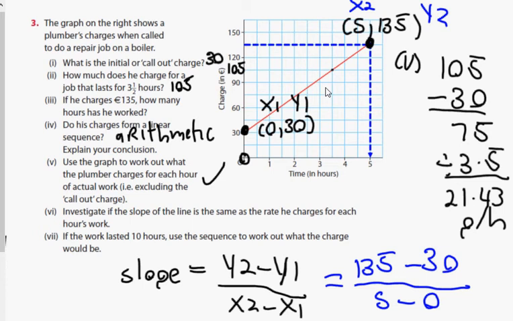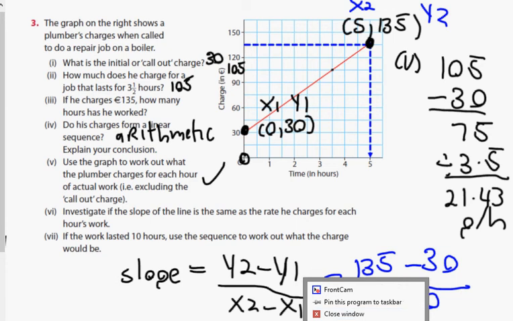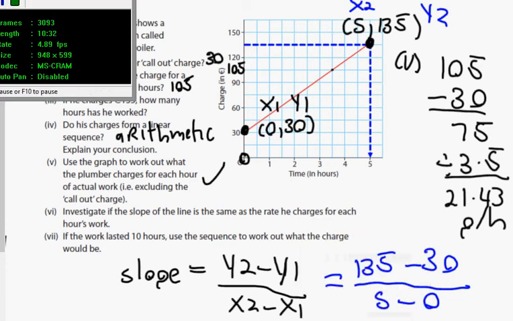Okay? So that's the difference between doing it by algebra and doing it by eyesight. Remember I said that's 105. It's actually slightly below it. So if I was to really zoom in on it, it would be just slightly below it. Okay?